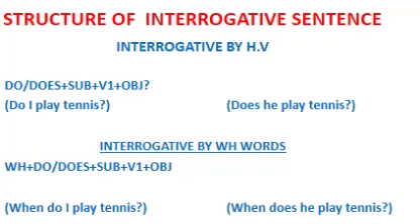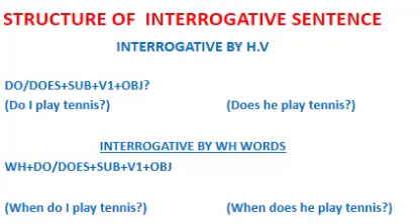Next, interrogative by WH words. What do you mean by WH words? WH family words, for example, who, whom, where, why. These words are called WH family words. So now we will learn about its structure. We will use the WH family word at the first, then the helping verb, then the subject, then the verb's first form, then the object at the last.